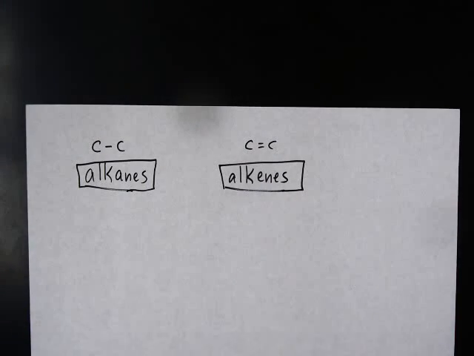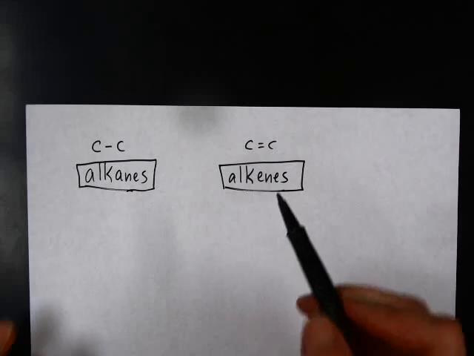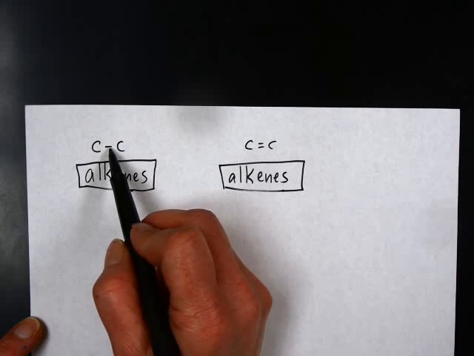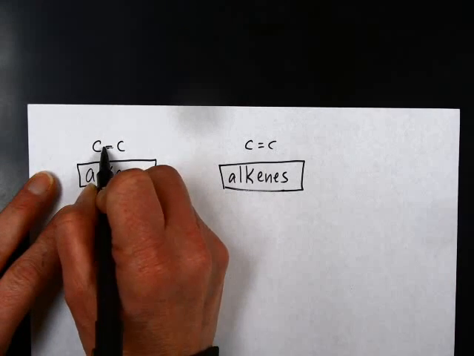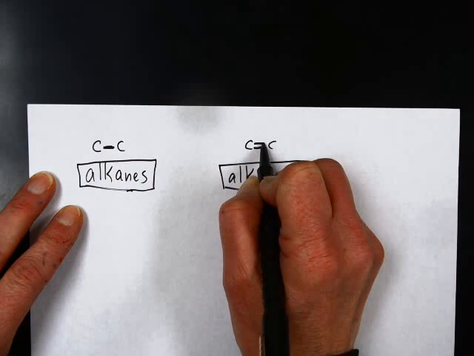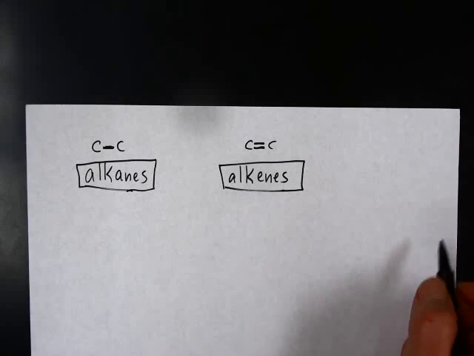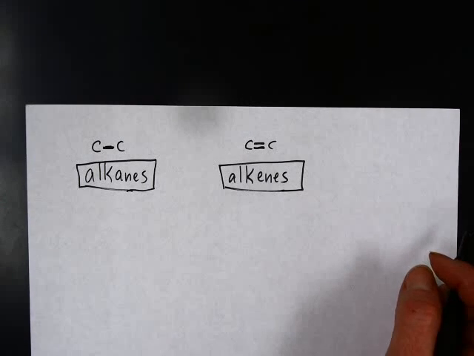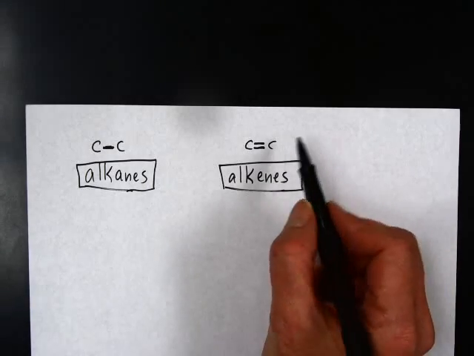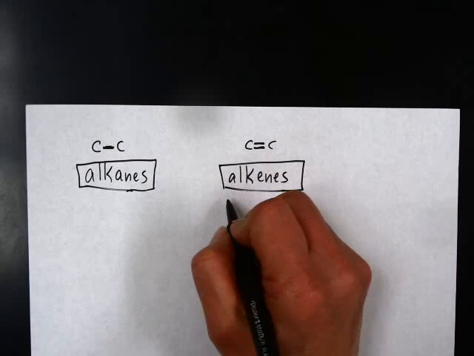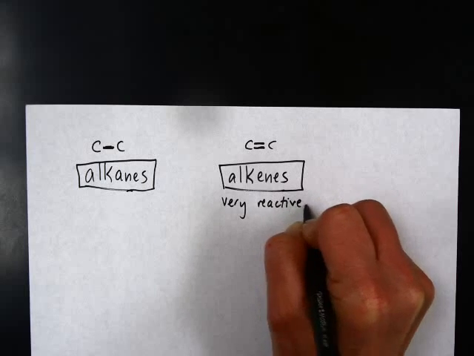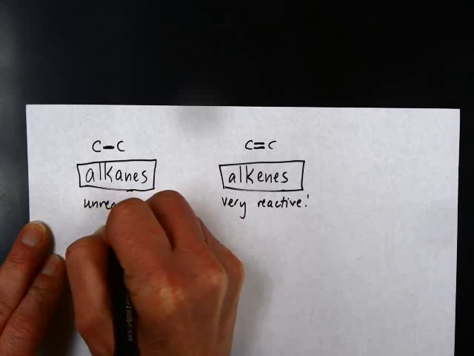How are they different in terms of their reactivity? Well, let's think about this. That line, actually any line, represents two shared electrons. Single bond: two shared electrons, two more shared electrons. The bonds are shared electrons. Electrons are what are involved in chemical reactions. So that may help you think through why it is that alkenes are very reactive. Alkenes are reactive, and alkanes are unreactive.